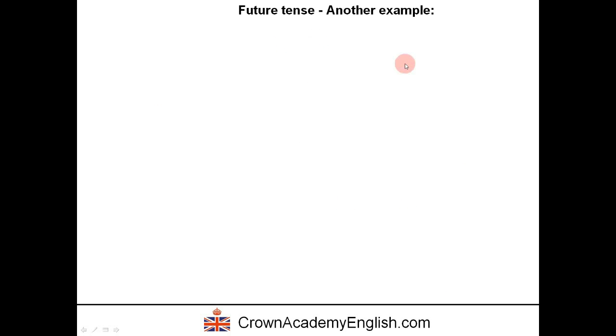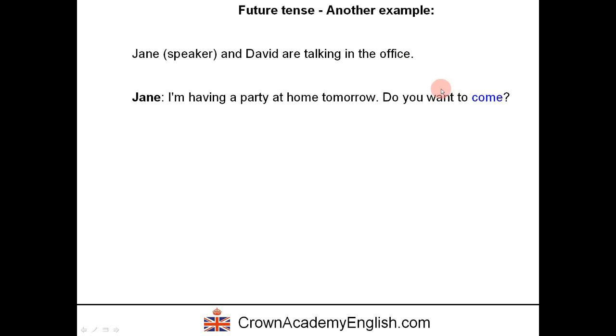The future tense, another example. Jane is the speaker, and she's talking to David in the office. Jane says, "I'm having a party at home tomorrow. Do you want to come?" She doesn't say, "Do you want to go?" So why does she say, "Do you want to come?" Well, it is the anticipated movement towards the speaker in the future.